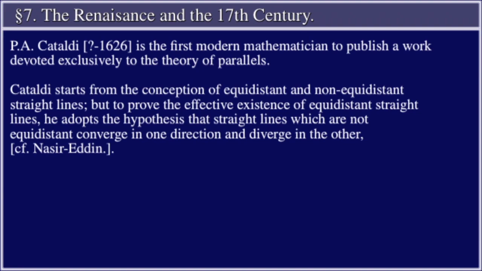P.A. Cataldi, 1626, is the first modern mathematician to publish a work devoted exclusively to the theory of parallels. Cataldi starts from the concept of equidistant and non-equidistant straight lines, but to prove the effective existence of equidistant straight lines, he adopts the hypothesis that straight lines which are not equidistant converge in one direction and diverge in the other, chiefly Nasir ad-Din.